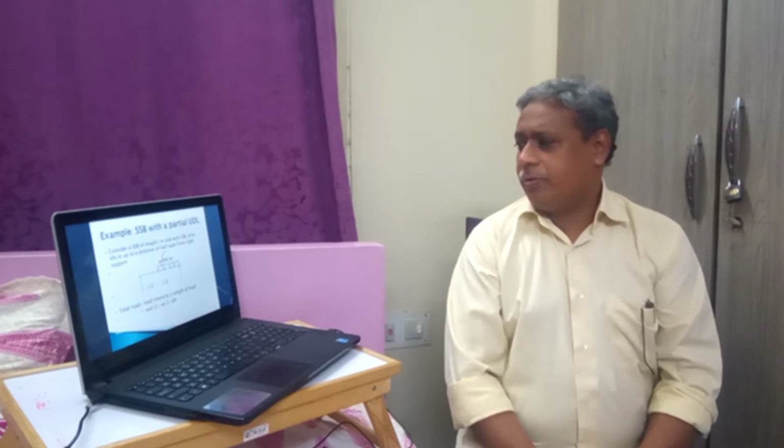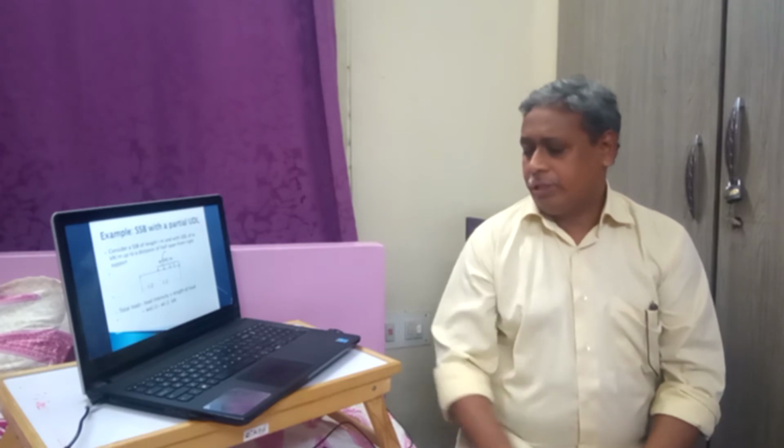So therefore, we will find the total load initially. What is the total load? The total load is the load intensity into the distance which it is covering. So it is W into L by 2. Therefore, it is WL by 2. The entire load on the beam is WL by 2.